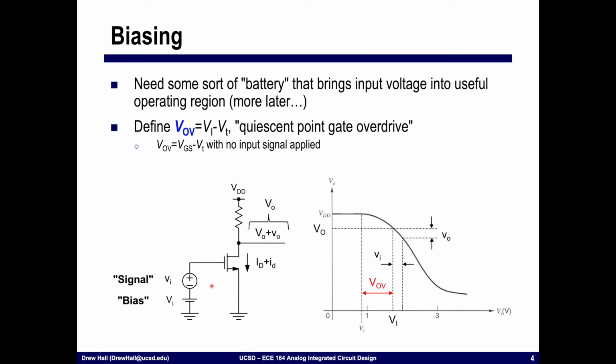Now, as we've talked about in lecture 2, all of these signals can be decomposed into their bias point, that is their DC point, as well as their AC value that's superimposed on top of that. Okay.